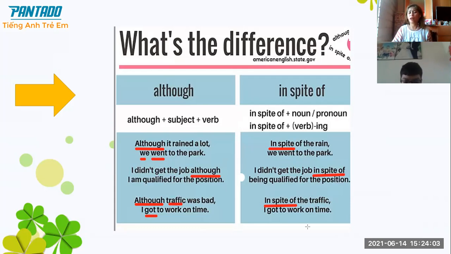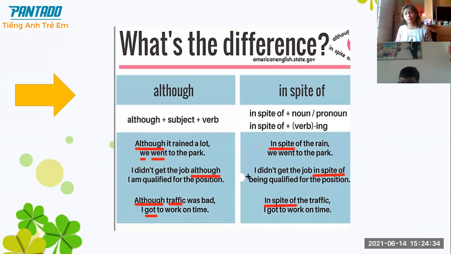Example here: I didn't get the job, although I am qualified for the position. You can say, I didn't get the job in spite of being qualified for the position. Only the sentence construction matters, but the thought is the same. What they mean is that they didn't get the job despite being qualified for the position.